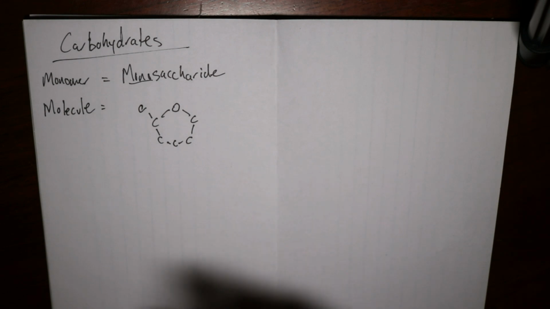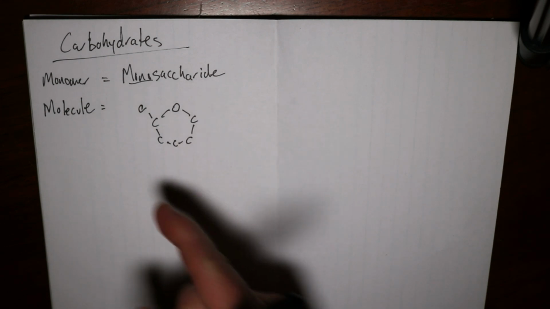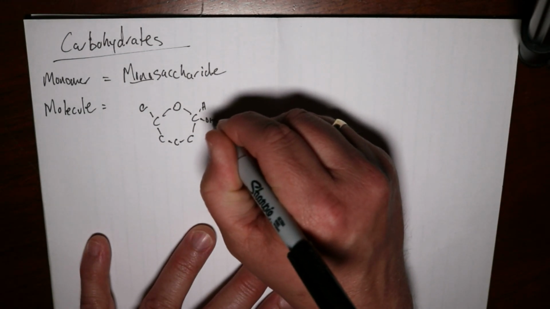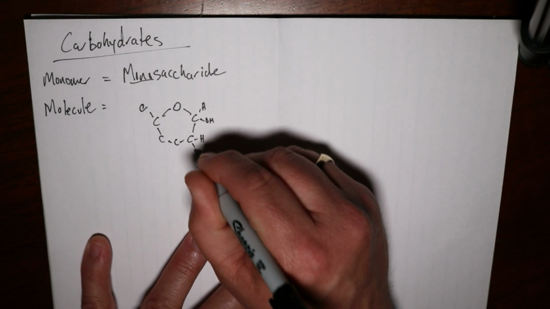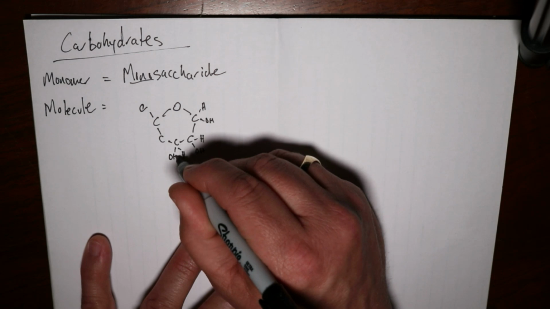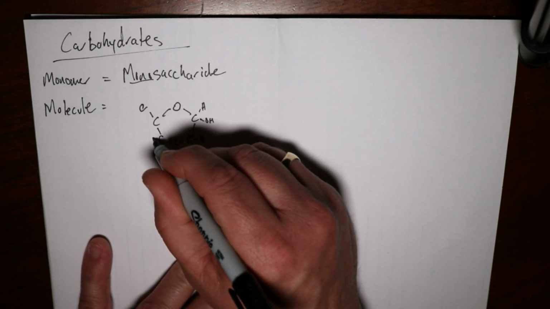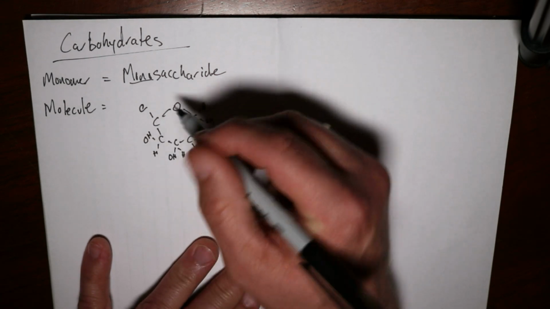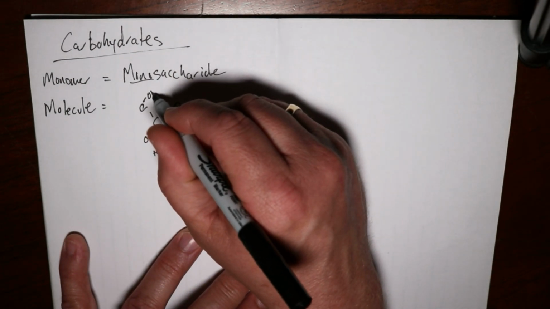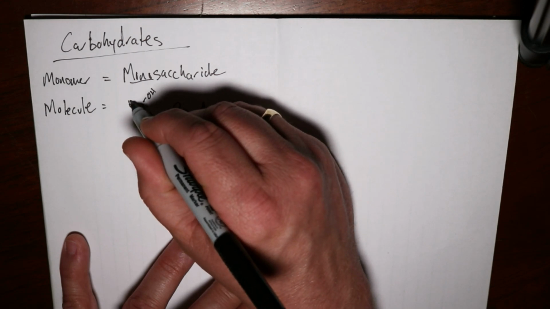And so now all we have to do is go around and add the hydrogens and the OH groups that we need. Every carbon in the ring needs a hydrogen and an OH. So I'm just going to quickly put hydrogen, OH. Hydrogen, OH. Hydrogen, OH. Hydrogen, OH. And then this carbon right here, we need to have an OH, but we also need 2 more hydrogens.